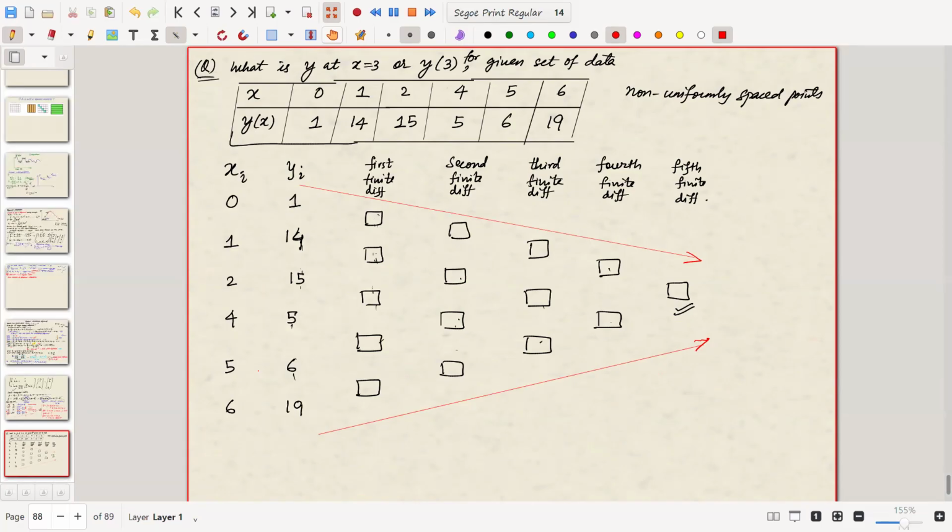What should be the first finite difference? How you do it? 14 minus 1 by 1 minus 0. Similarly, what should be this guy? 15 minus 14 by 2 minus 1. Similarly, tell me the others. So I hope you got the idea. What we are doing here, by doing this, we are calculating all the finite differences. Completed.